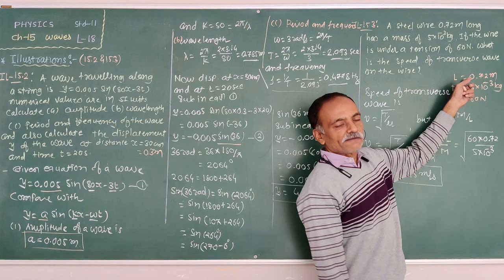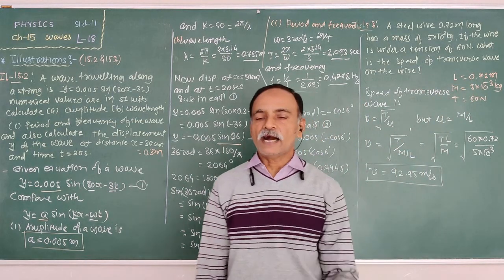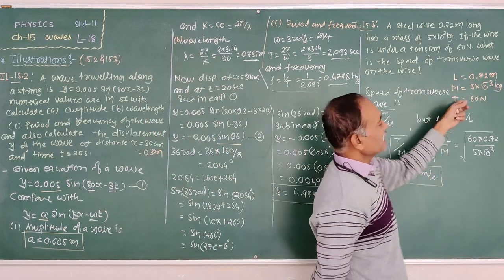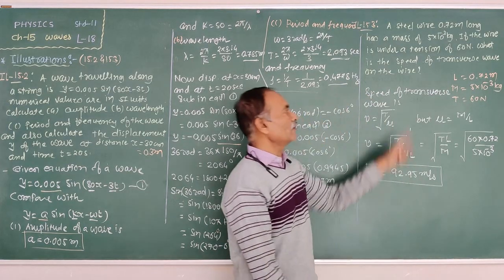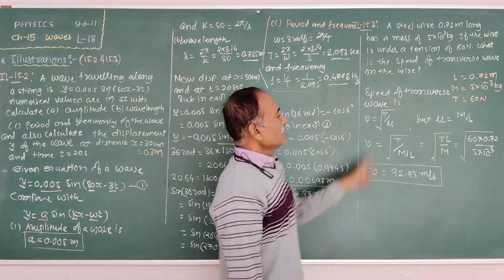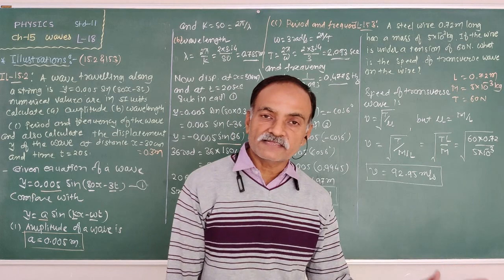Again, the length of the wire is given as 0.72 meter. Mass of the wire is given as 5 into 10 to the power minus 3 kg, kept under the tension of 60 Newton. What is the speed of the transverse wave in this wire? Now the speed of the transverse wave is given by the equation. Already we derived this equation.